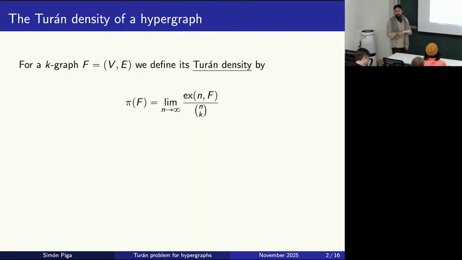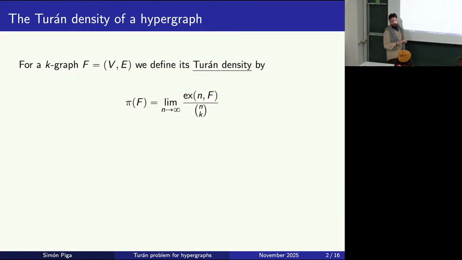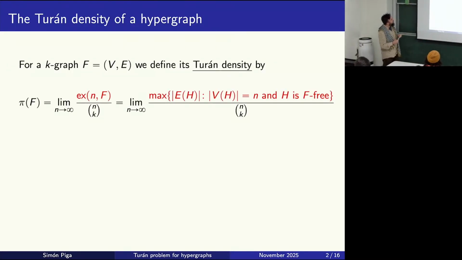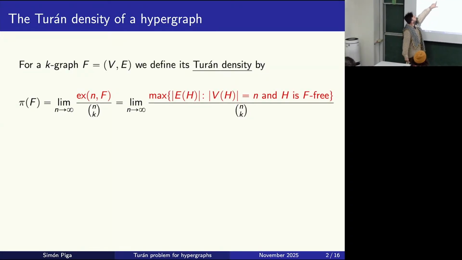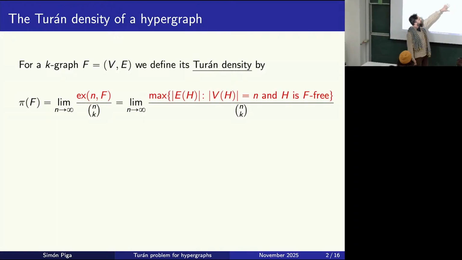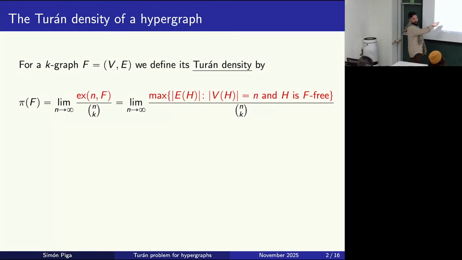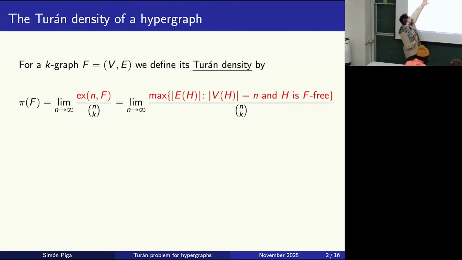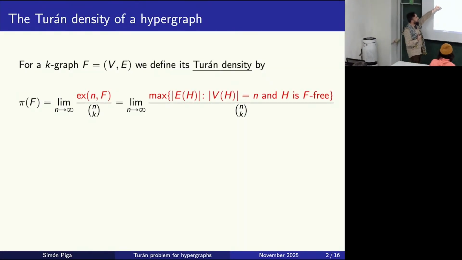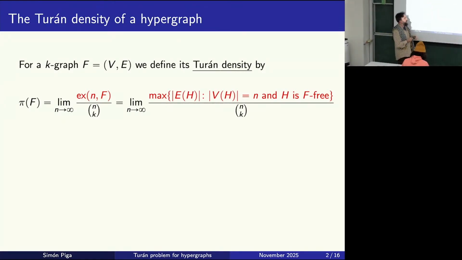Those are k-uniform hypergraphs. That means that the edges have k vertices, and the main parameter of this talk is going to be the Turán density, which is defined by this extremal number divided by the possible number of edges. Here, the extremal number is the maximum number of edges that you can have without containing a copy of F. So again, the extremal number on n vertices for a hypergraph F is just the maximum number of edges that you can have in an n-vertex graph without containing a copy of F.